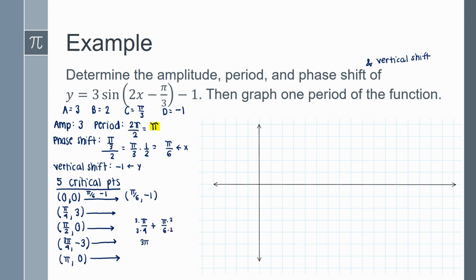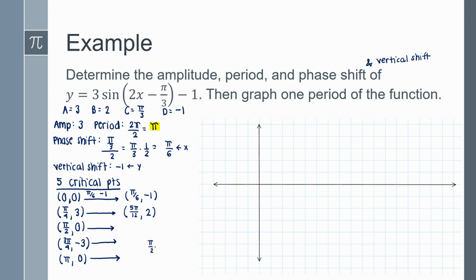So we have 3 pi over 12 plus 2 pi over 12. I'm running out of room here, but when I add that together, that means I'm going to have 5 pi over 12, and then 3 minus 1 would give me 2. So there's my next ordered pair. All right, so then we're looking at pi over 2 and pi over 6.